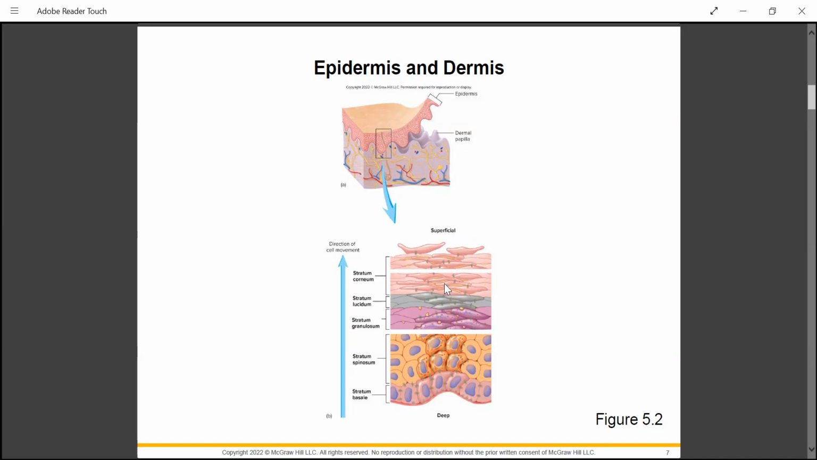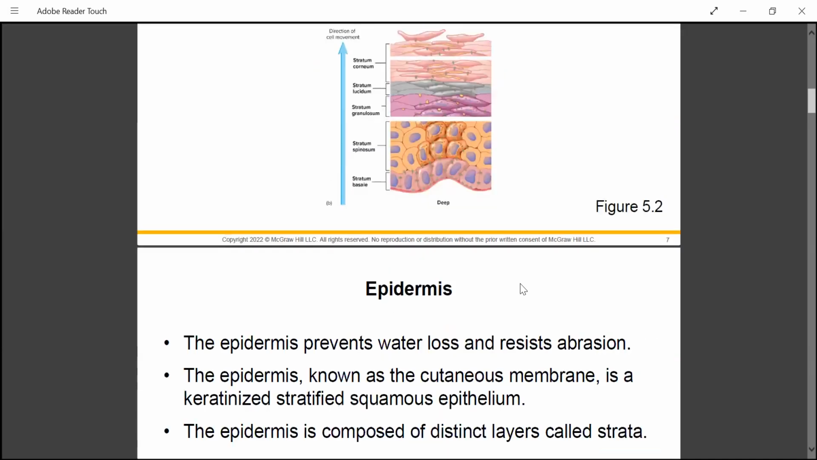So if you're going to remember any layers, remember the stratum corneum, that's our dead epithelial cells, dead squamous cells, they're dead keratinocytes, they're hardened, they're just for protection. And then down here at our stratum basale or our basal layer, that's where our new cells are alive and dividing.